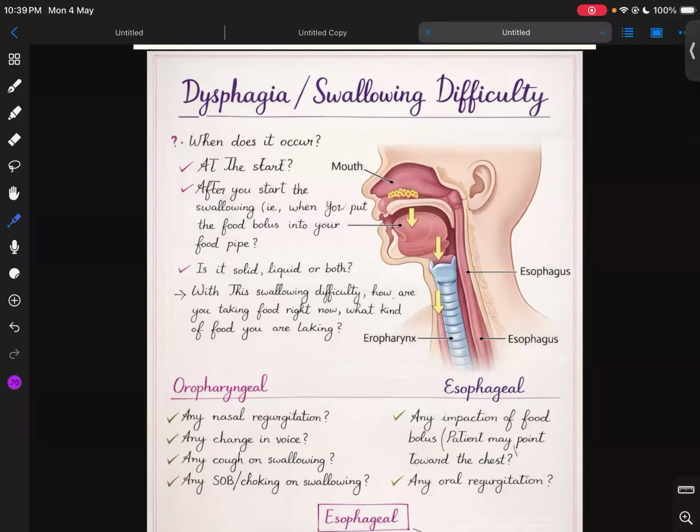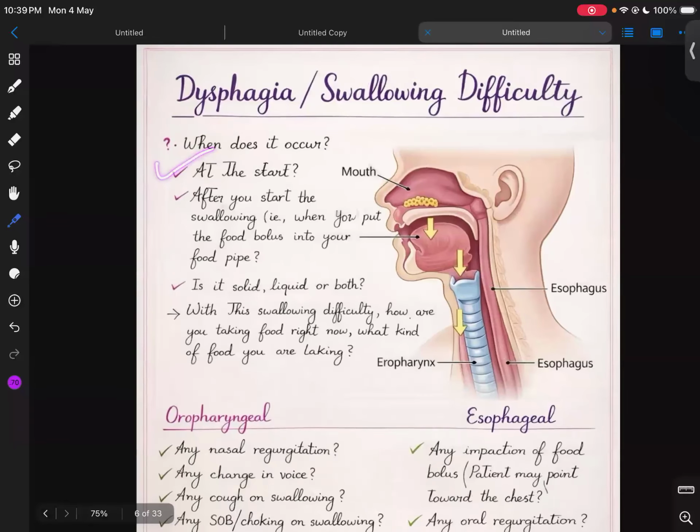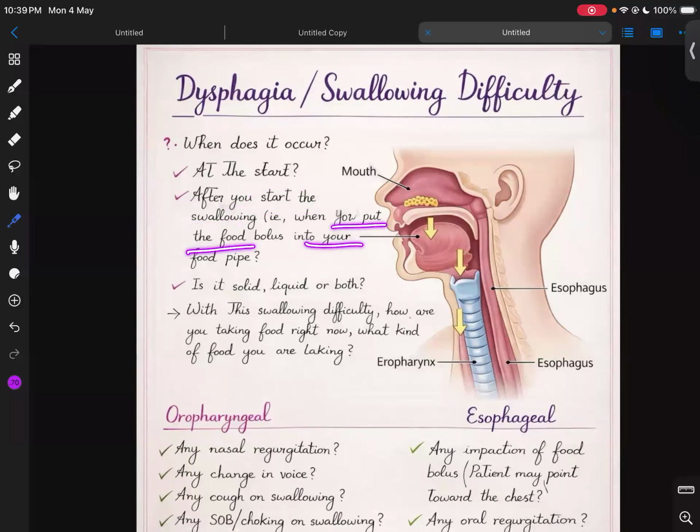We have to ask the patient, when does this occur? Does it occur at the start or after you start swallowing? That is, when you put the food bolus into your food pipe. If it occurs at the start, then this is a case of oropharyngeal dysphagia. But if it occurs after the starting of the swallowing, that is when the patient puts the food bolus into the food pipe, then this is a case of esophageal dysphagia.